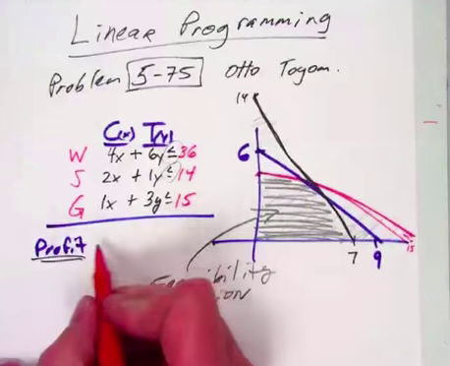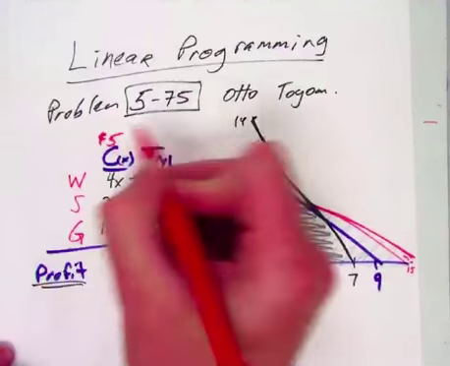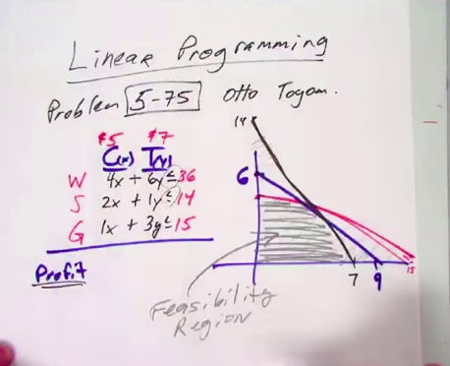So now if you go here to profit, he makes $5 for each car he sells. He makes $7 for each truck he sells.